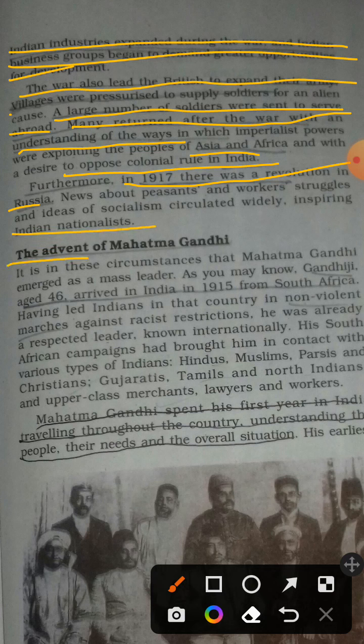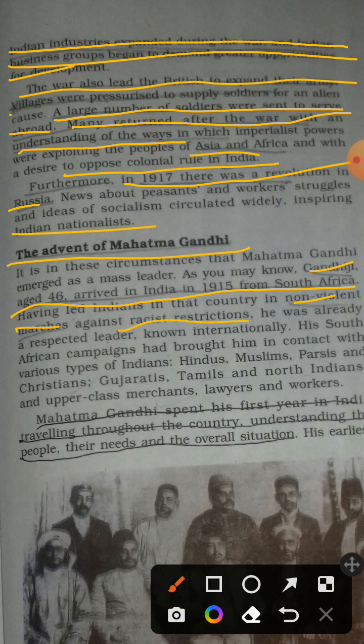The advent of Mahatma Gandhi. It is in these circumstances that Mahatma Gandhi emerged as a mass leader. As you know, Gandhiji, aged 46, arrived in India in 1915 from South Africa, having led Indians in the country in non-violent marches against racist restrictions.